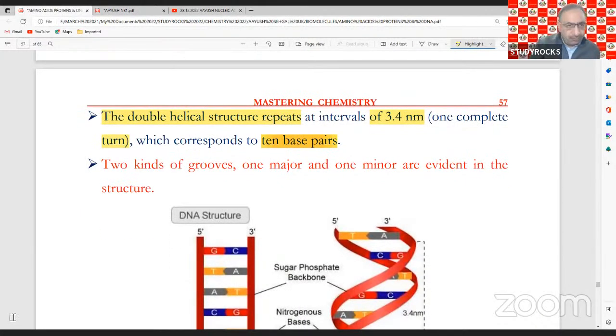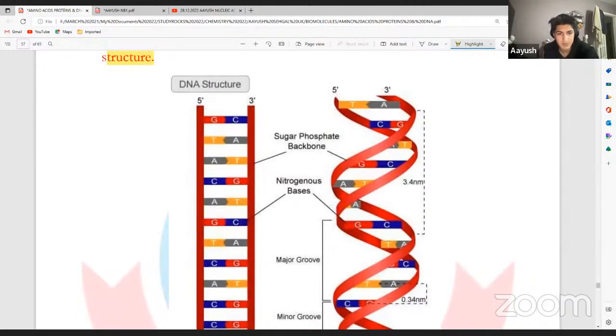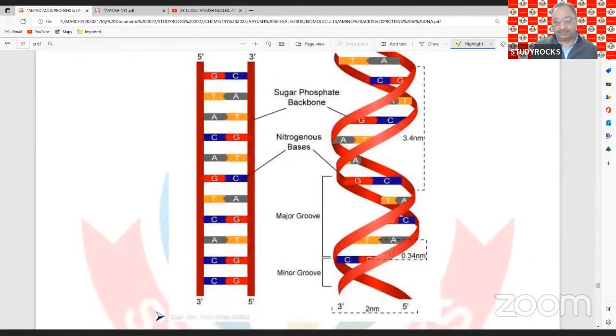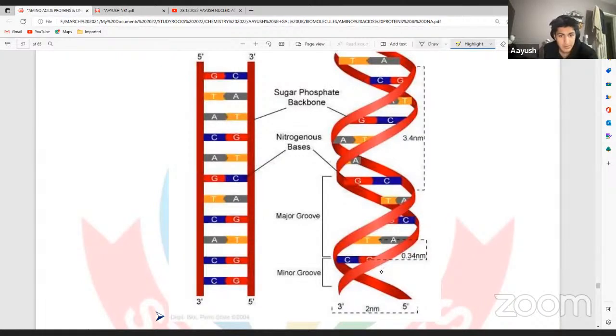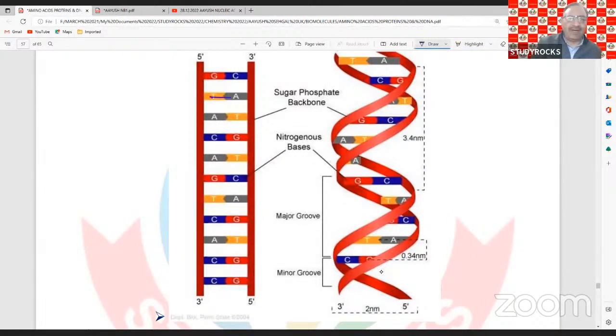Two kinds of grooves, one major and one minor, are evident in the structure. I have just opened it up like a normal stair, double-stranded. The major groove, the bigger turn, the minor groove, the smaller turn. You need not remember this, I believe. But one thing is sure, I think that you must have memorized by now: thymine pairing with adenine and cytosine pairing with guanine. No need to do more than this.